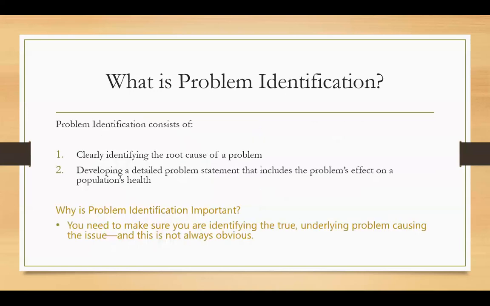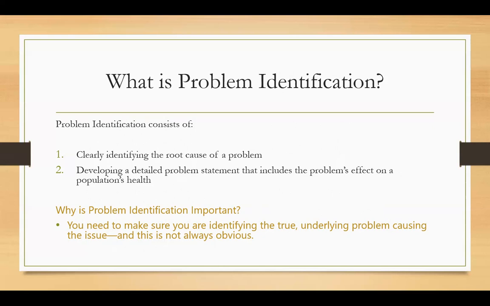So what is problem identification? If we go back to the very basics of what we're trying to solve here, we have to not just say, well, I think this is the problem. We need to do a little bit of research and find the root cause of the problem. Okay? If we go out and we say that the problem is, for example, underage drunk driving amongst teenagers. Well, what's the root problem? Is it the driving or is it the alcohol? You've got to develop a detailed problem statement that includes the problem's effect on that group.